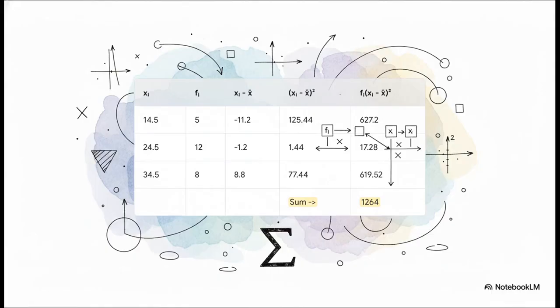Now, this calculation might look a little hairy, but it's really just a sequence of logical steps. We take each midpoint and subtract the mean we just calculated, 25.7. Then we square that number to make everything positive. And finally, we multiply that result by the class frequency. That gives us the weighted squared distance from the mean. The key is that last column. We add it all up and get the number we need, 1,264.